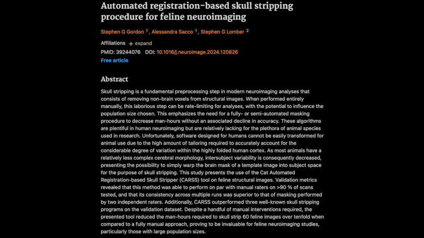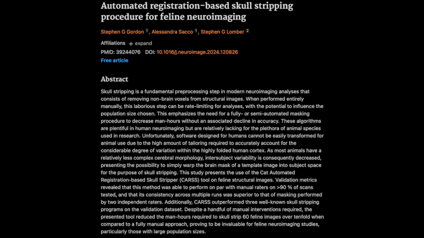It sounds like CARS is revolutionizing how brain imaging studies can be done, opening up possibilities for larger studies and faster results. But I imagine the researchers didn't just stop at comparing CARS to manual segmentation. Did they pit it against any other automated tools to see how it measured up?